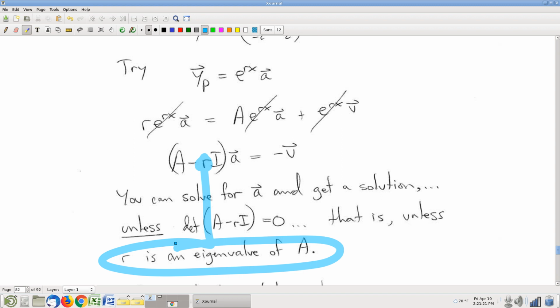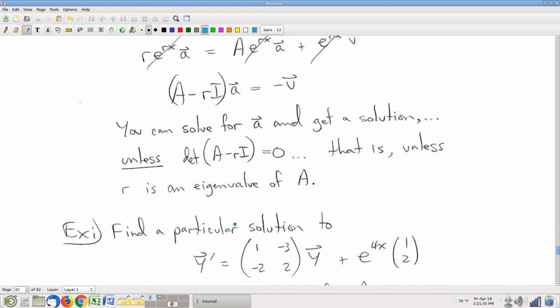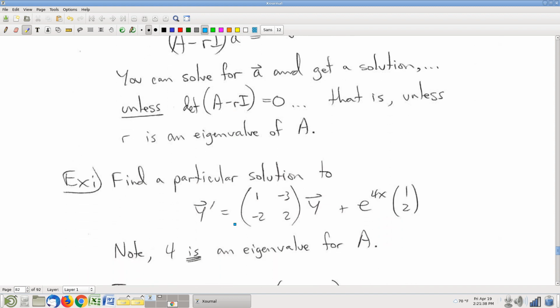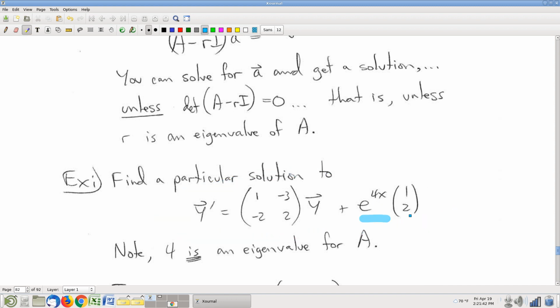How are we doing? Okay. All right. So what would we do in this circumstance if it were? I mean, if R is not an eigenvalue, yeah, solve for A, no big deal, sits straight up. But what if it is? So let's look at this equation. Now it's still exponential times constant vector, just like the previous example.